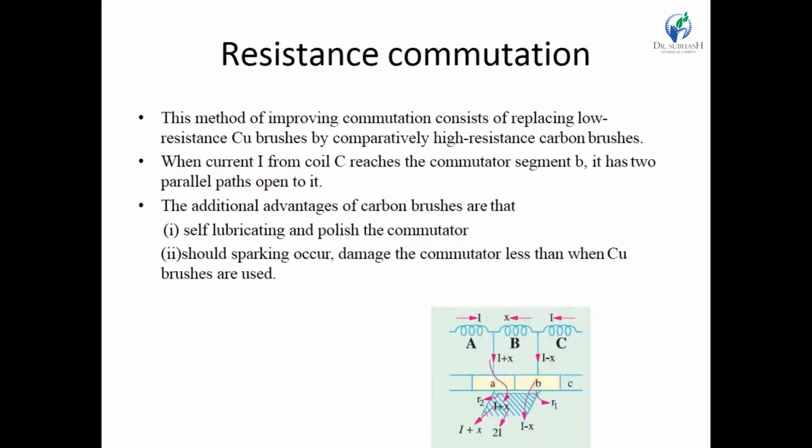However, the cause of sparking in commutation is the self-induced voltage. Here are some advantages of carbon brushes: they improve the commutation, they are to some degree self-lubricating and polish the commutator, and even with sparking they damage the commutator less than copper brushes.